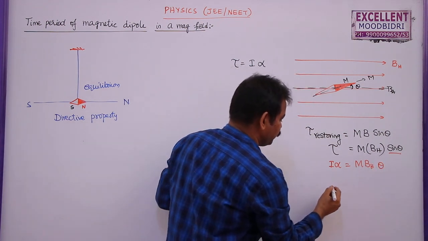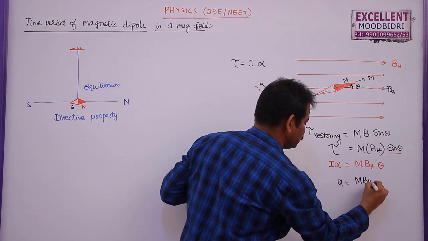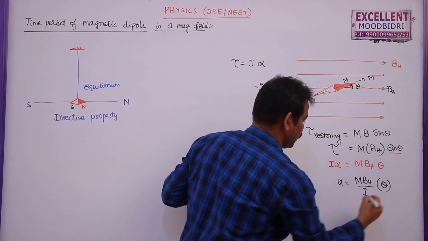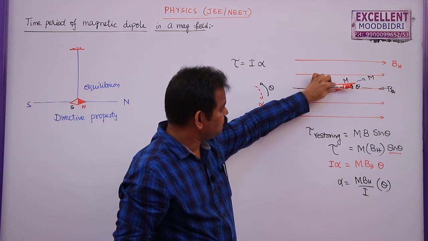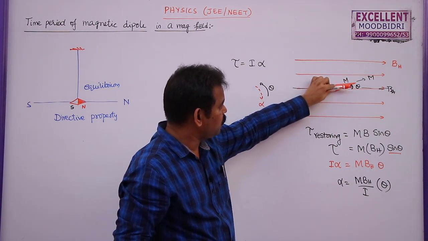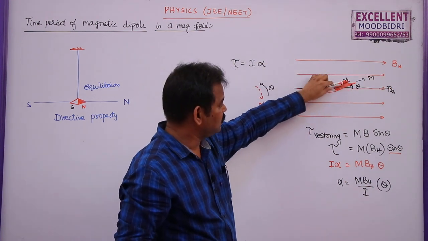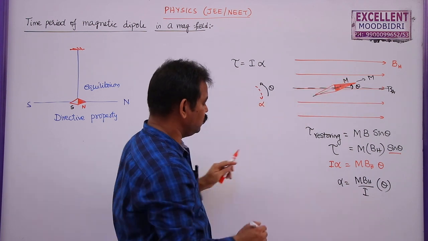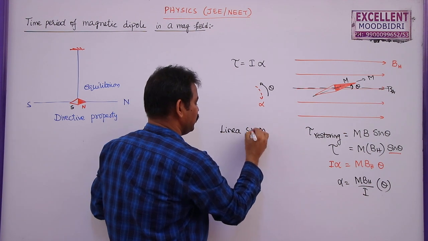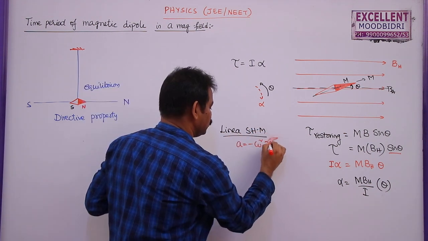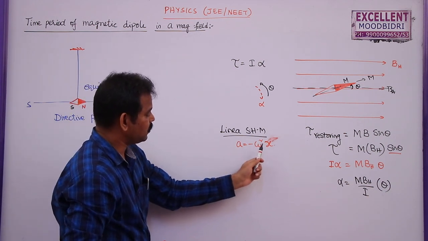Now we can write alpha is equal to mB_H by I into theta. Here the magnetic needle will oscillate about the mean position, so this is angular simple harmonic motion. In linear SHM, the body moves along a line, but here it is oscillating about the mean position. The condition for linear SHM is acceleration equals minus omega square x. So acceleration is directly proportional to displacement but opposite to it.